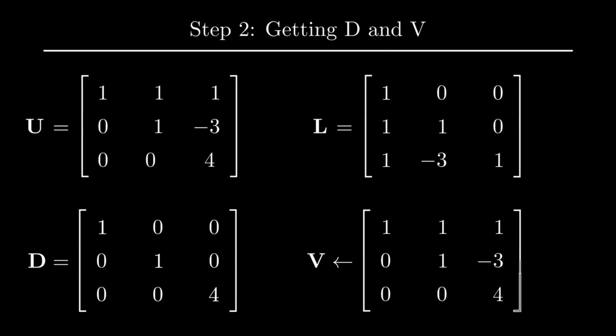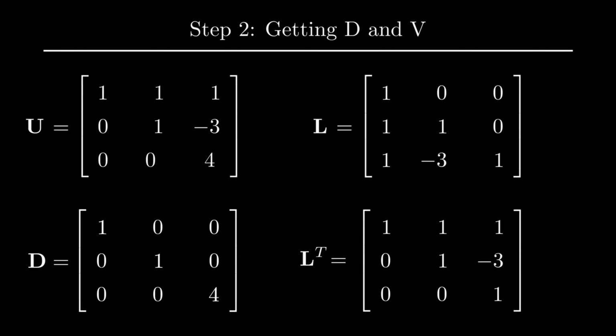The V matrix is just U, but each row is going to be divided by the pivot value. Hence, we divide the first row by 1, second row by 1, and the third row by 4. Alright, now what you should notice is that the V matrix is simply L transpose. This is another check to make sure that you're on the right track with your decomposition.